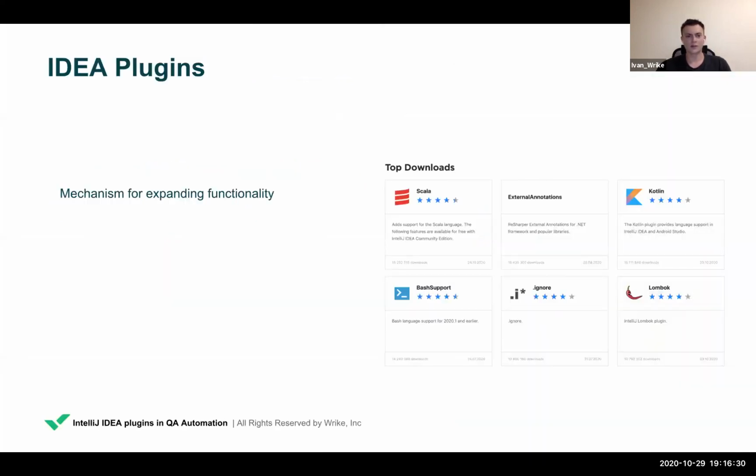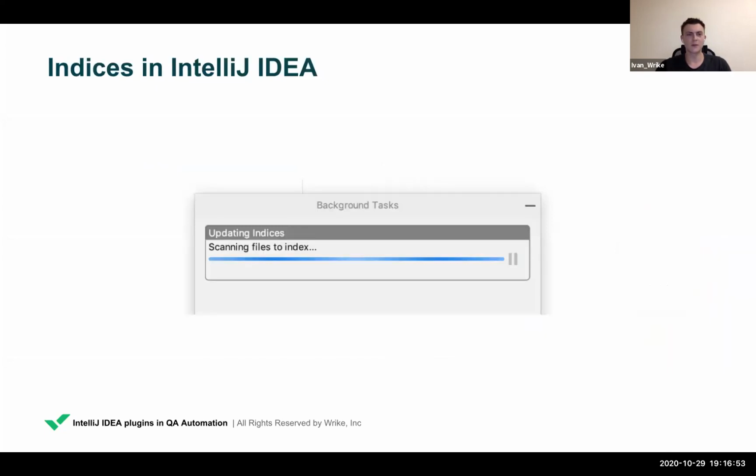An IntelliJ IDEA plugin is a good way to expand the functionality of IntelliJ IDEA. For example, there are a lot of great plugins like Lombok, .ignore, and Bash support. One of the main reasons why we chose IntelliJ for test refactoring is the speed of refactoring. If you use IntelliJ, I think you are familiar with this picture. Here we can see how IntelliJ is scanning files to index. Have you ever thought why refactoring in IntelliJ IDEA is so fast? It's so fast because it uses indexes for any code changes. And in my opinion, it works really fast.